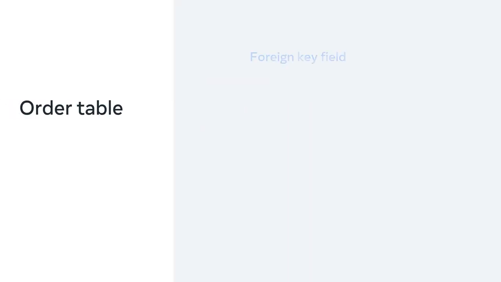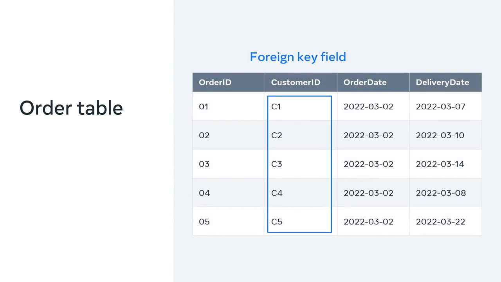So by adding the customer ID field to the order table, a relationship is established between the customer table and the order table. And because of this relationship, you can pull data in a meaningful way from both tables. The customer ID field in the order table is known as the foreign key field. A foreign key is a field in one table that connects to the primary key field in the original table, which in this case is the customer table.